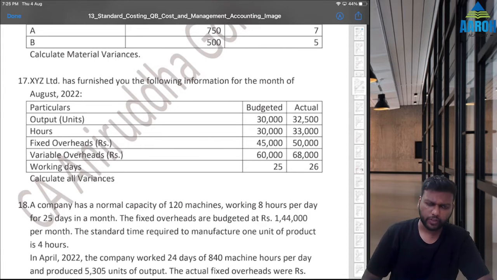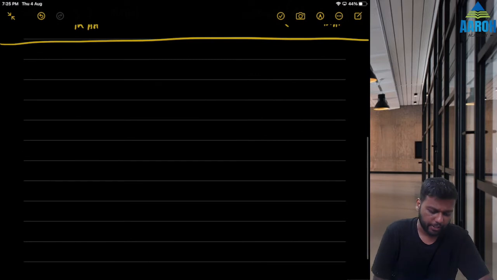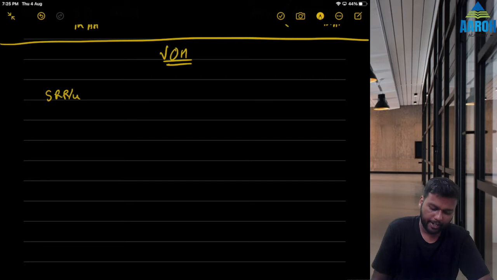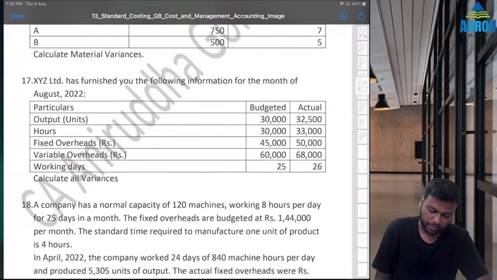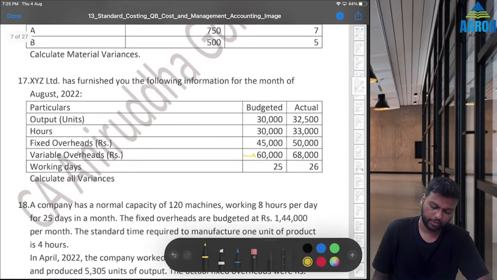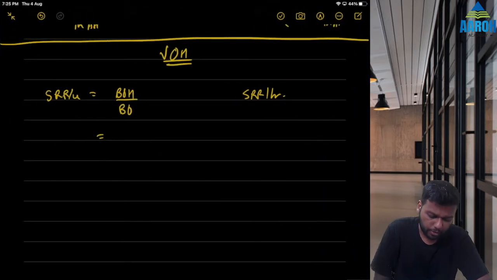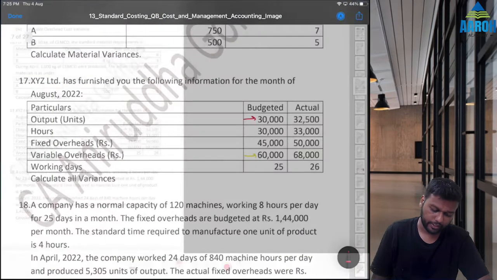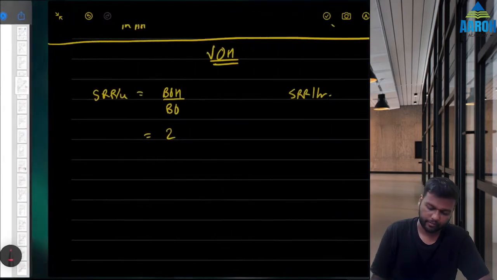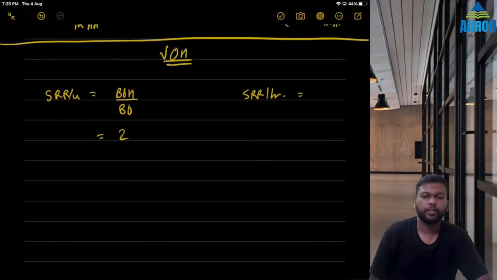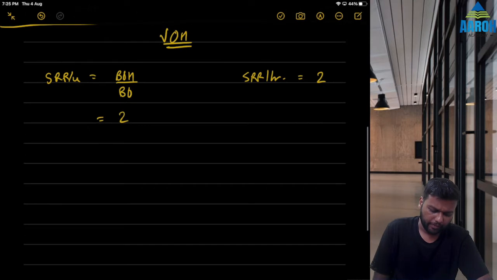Fine. So, like I said, the first thing that we have to calculate is SRR. Now this is variable overheads first. So SRR per unit and SRR per hour. SRR per unit is what? Budgeted overheads upon budgeted output. We have everything. What is budgeted overheads? Variable overhead 60,000 and budgeted output is 30,000, right? So 60,000 by 30,000 is 2. Then SRR per hour will be budgeted overheads upon budgeted hours. That is again 2 only, right? Now let's calculate variable overhead cost variance.